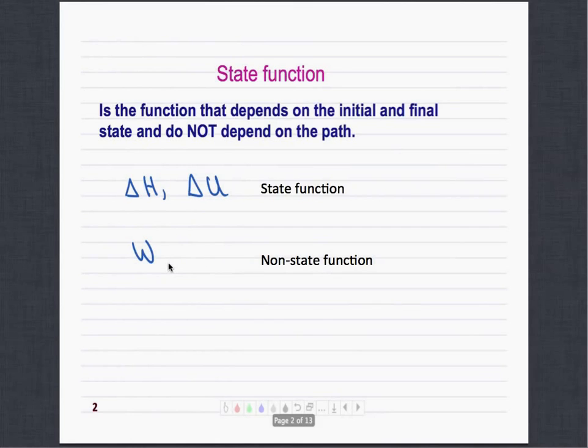While the internal energy, it doesn't matter. It only depends on UA, UB. The same for delta H. It doesn't matter for the enthalpy how I'm going from A to B. But the work, it depends on the path. How much work I put in depends on whether I go straight from A to B or go all the way out all over this building to go to B. So the work is a non-state function, while delta H and delta U, the enthalpy and internal energy, are state functions.